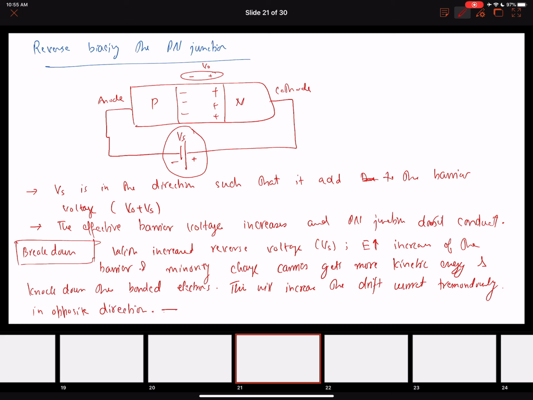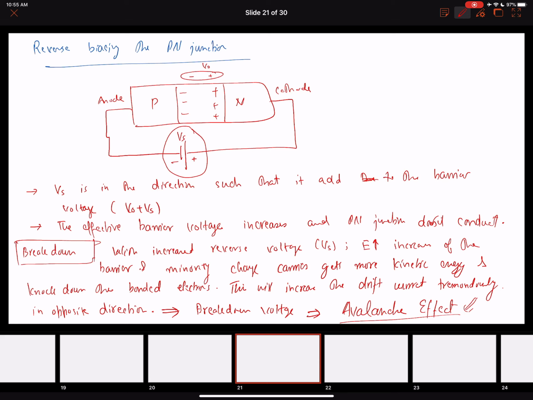So at the voltage at which this thing happens is known as a breakdown voltage, and this effect is known as an avalanche. We will see how, when we are going to talk about again the real diode IV characteristics, we will also talk about the avalanche effect again.